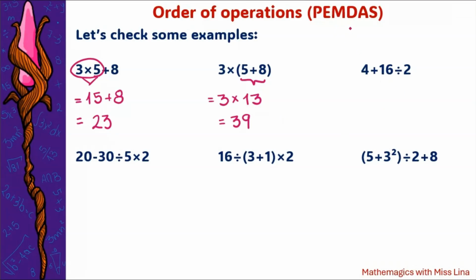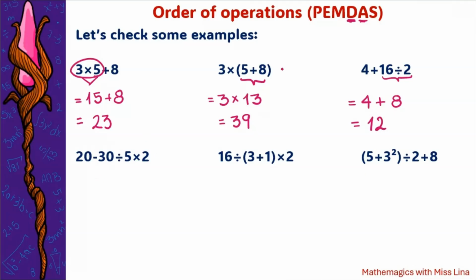Now this one. The division goes before the addition, so I need to do the division first. I write the 4 because I'm not going to do anything with it yet, and 16 divided by 2, I replace it with the result, which is 8. And finally, I just have an addition. I just do it. 4 plus 8 is 12.